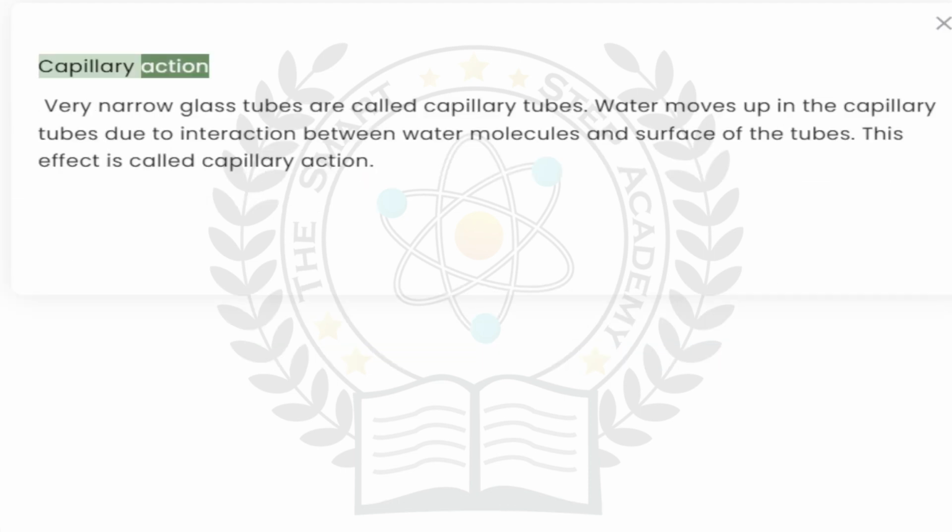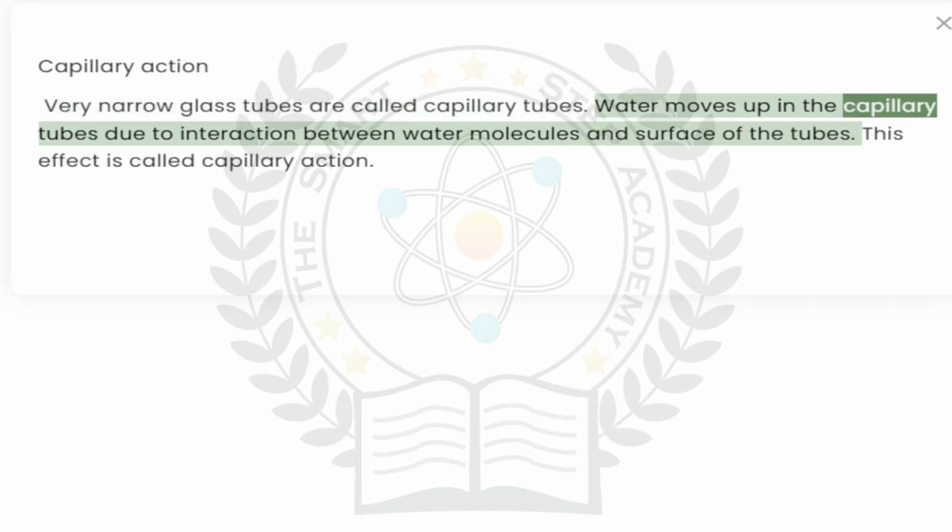Capillary action. Very narrow glass tubes are called capillary tubes. Water moves up in the capillary tubes due to interaction between water molecules and surface of the tubes. This effect is called capillary action.